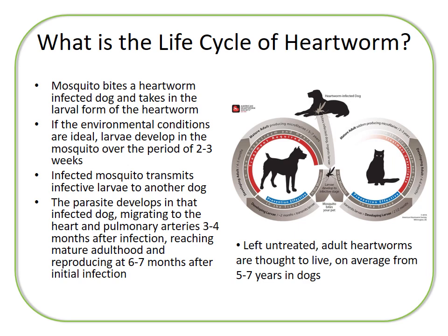Inside that infected dog, the parasite will continue to develop and migrate to the heart and pulmonary arteries 3 to 4 months after infection and will reach mature adulthood and reproductive age at 6 to 7 months after the initial infection.